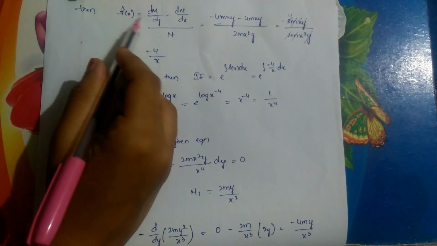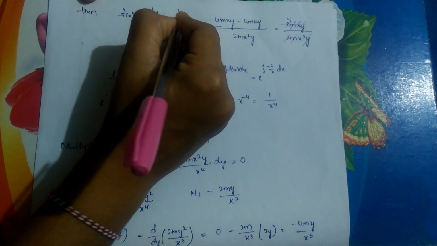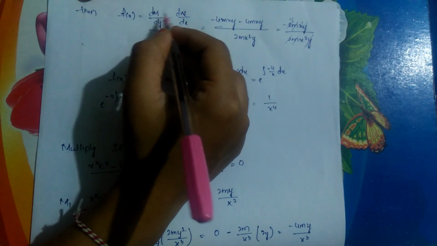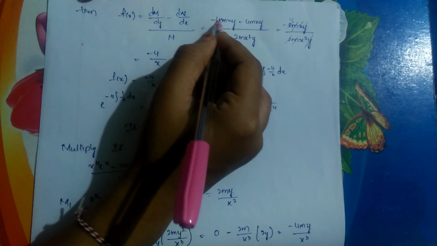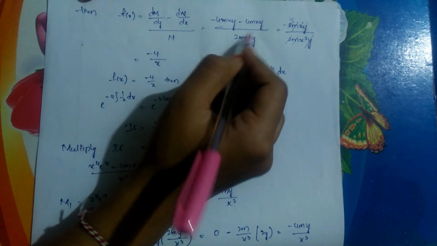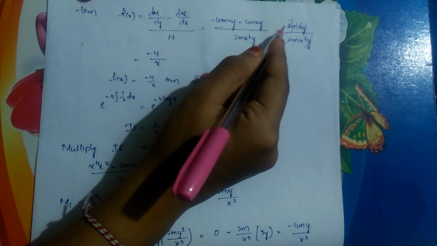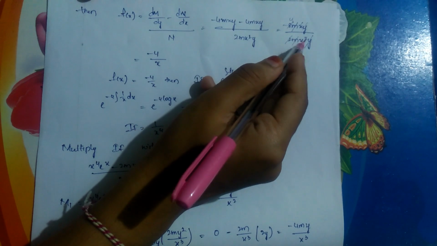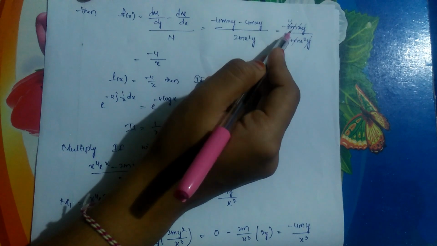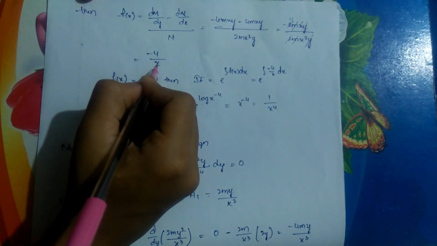So then f of x is equal to ∂M/∂y minus ∂N/∂x divided by N. Substituting the values of these differentiations, that is minus 4mxy minus 4mxy divided by 2mx square y, and that equals minus 8mxy by 2mx square y. y will be cancelled, 2 fours are 8, m will be cancelled and one x will be cancelled. So finally we get minus 4 by x.